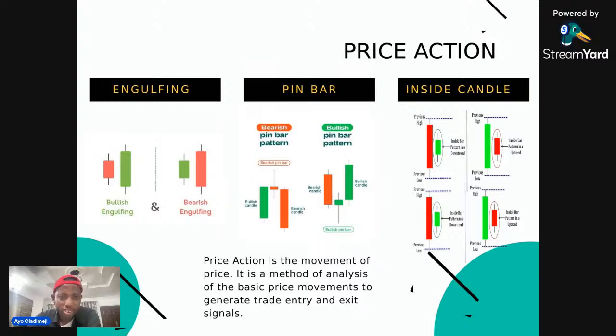Now, like I said, if a pin bar is going to be valid, it has to occur at the bottom of a chart. Now, the third one is an inside candle. An inside candle is indicated by a mother candle. So this is a case of a bullish inside candle. And why do we say it is bullish?